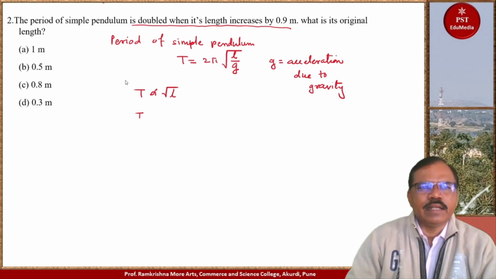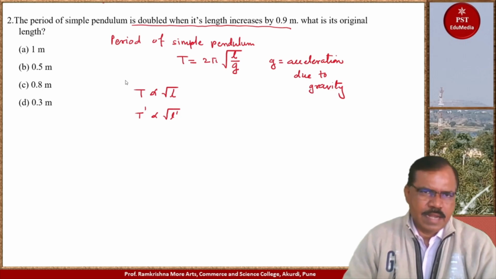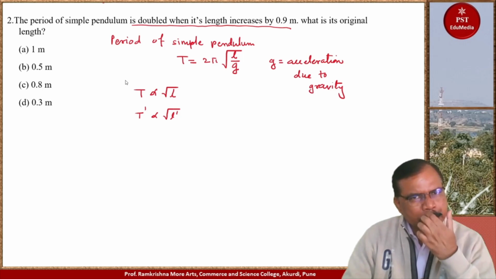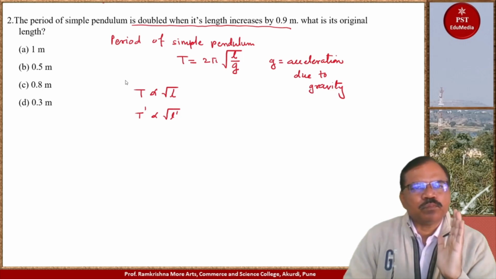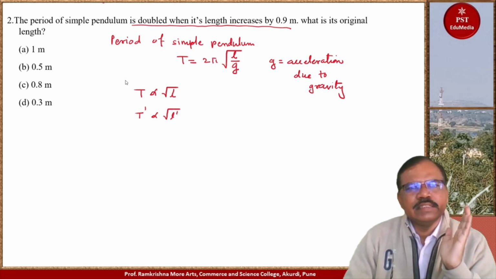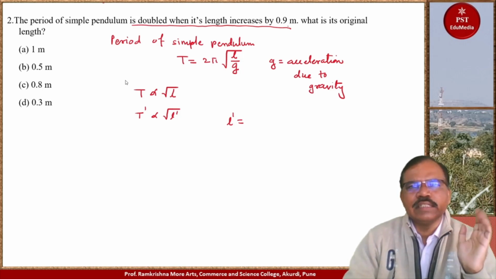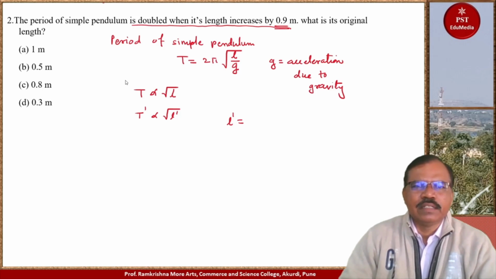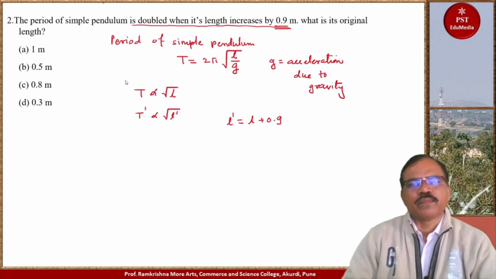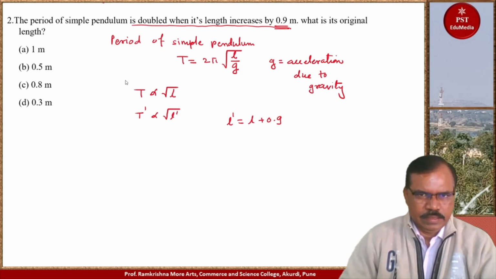So I can take T dash is proportional to root of L dash, where T dash is the new period and L dash is the new length. What is L dash? L dash is equal to the length increased by 0.9 meter, so I can write L plus 0.9. That is the new length.